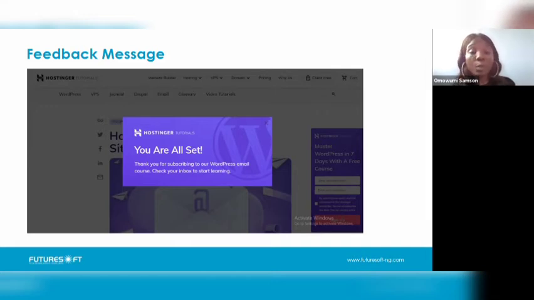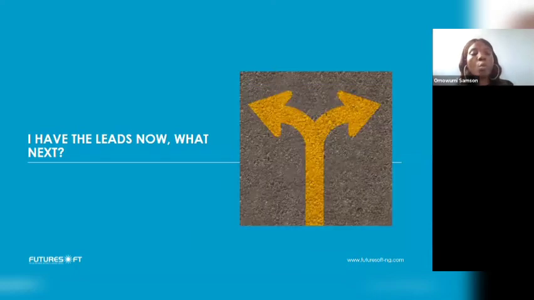So it is very important that as soon as people are done dropping their email, they get a feedback message that tells them this. You can also tell them to check their spam or junk inbox if they don't get the email. And yes, that also. So once you have the lead, what's next?